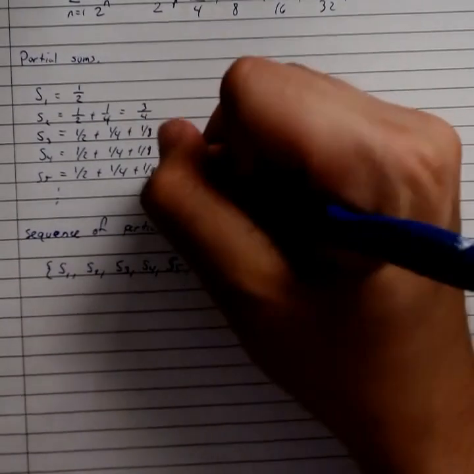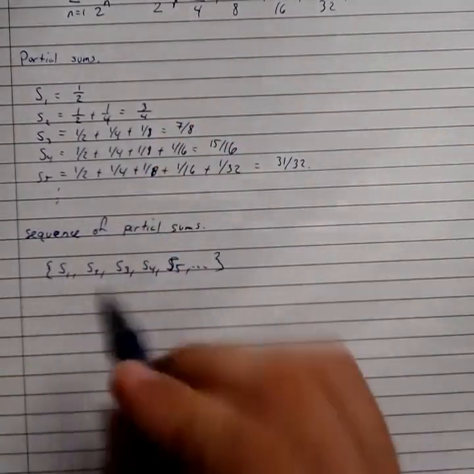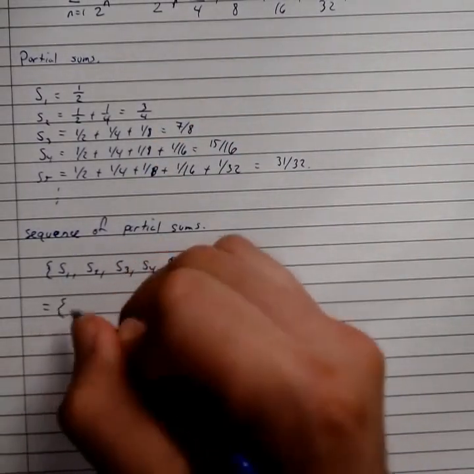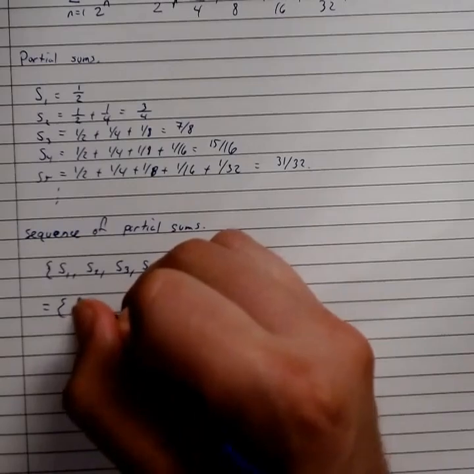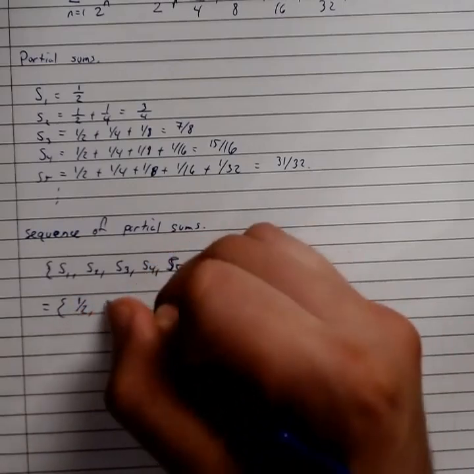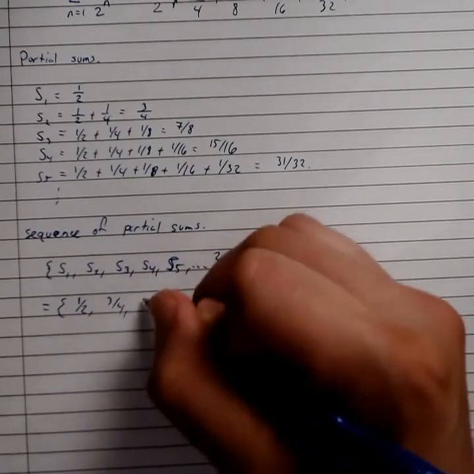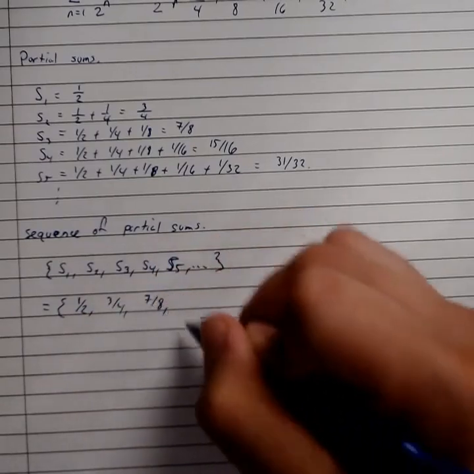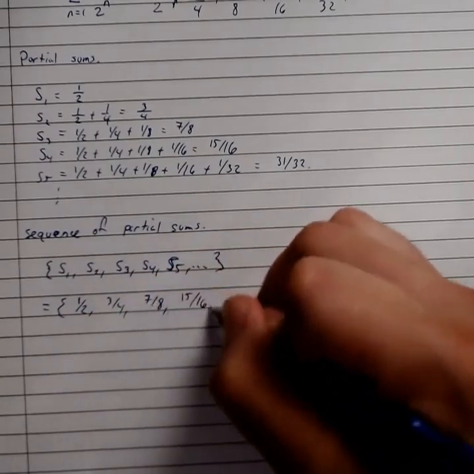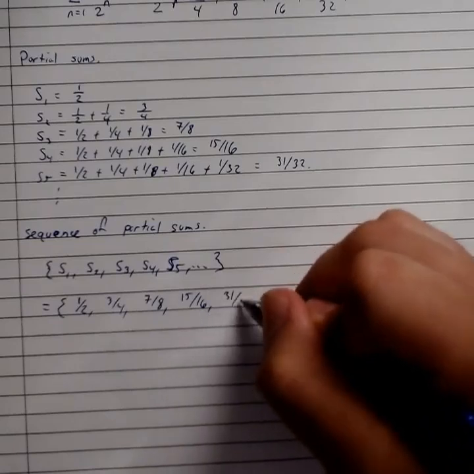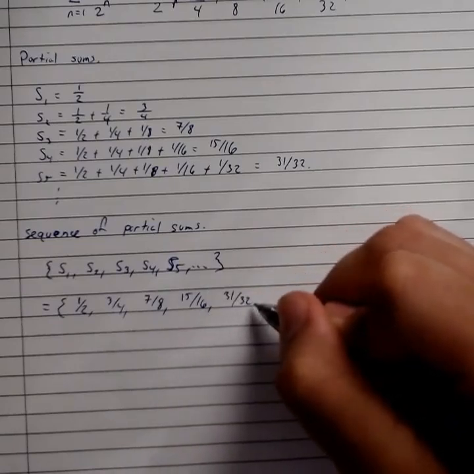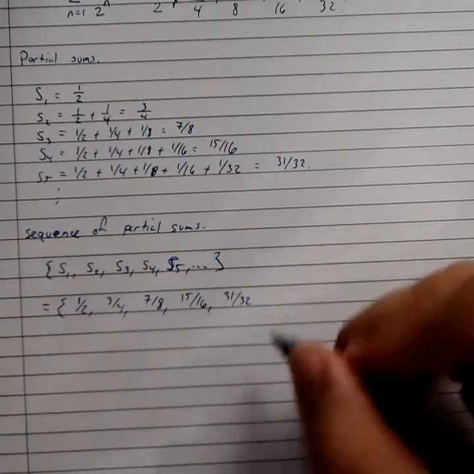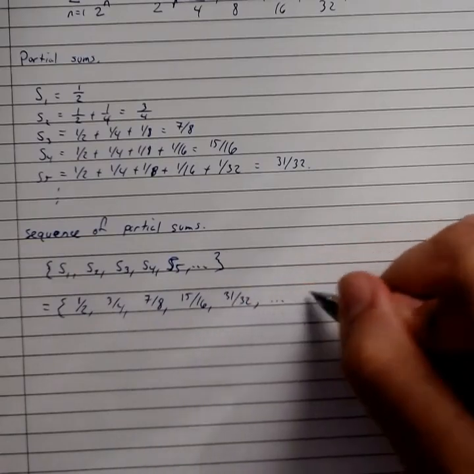Okay, but now I have those numbers, so that's equal to, and I can just write that down. That's equal to 1/2, 3/4, 7/8, 15/16, and 31/32, comma, dot, dot, dot.